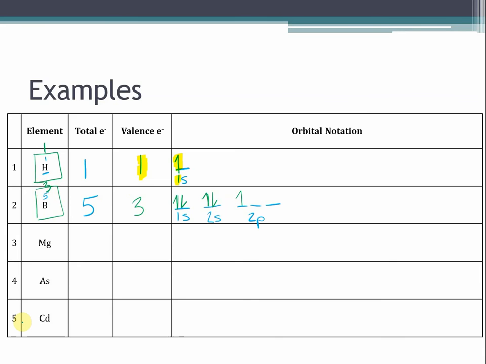electrons. Or I can look on my orbital notation. My highest energy level in this orbital notation is the second energy level.